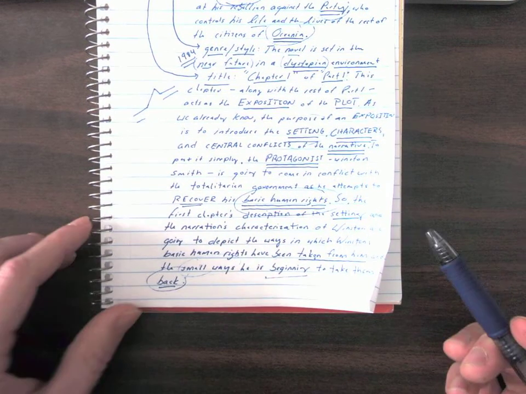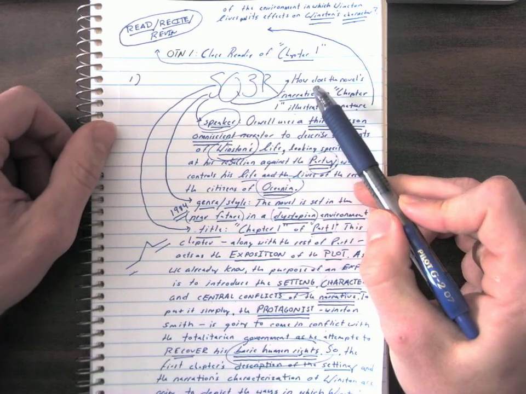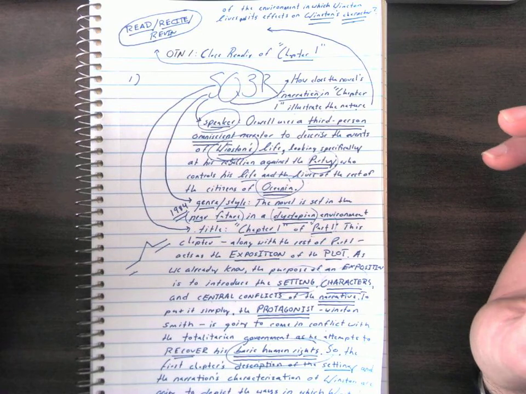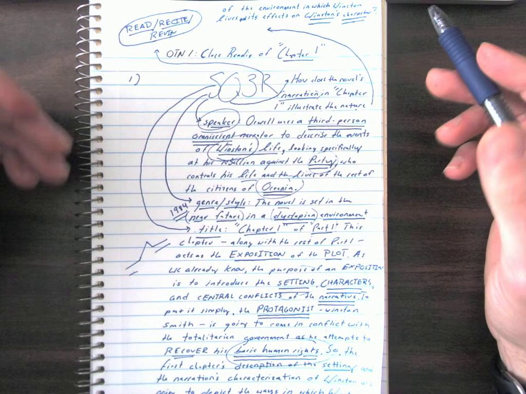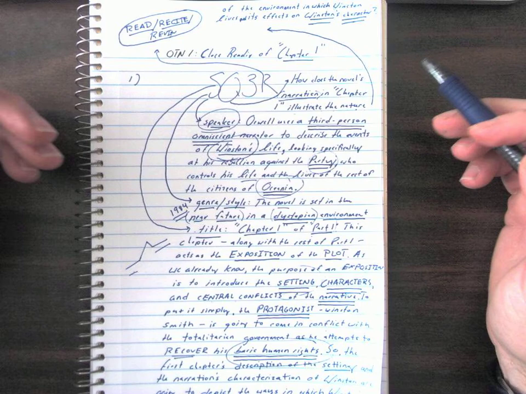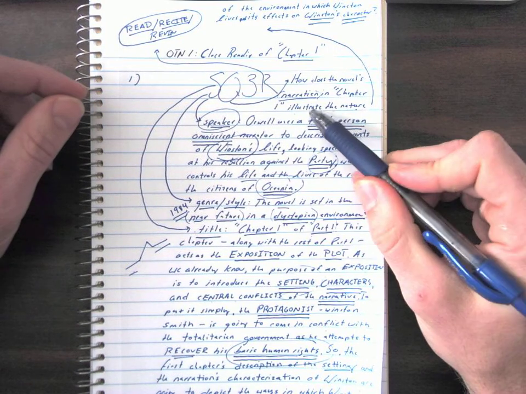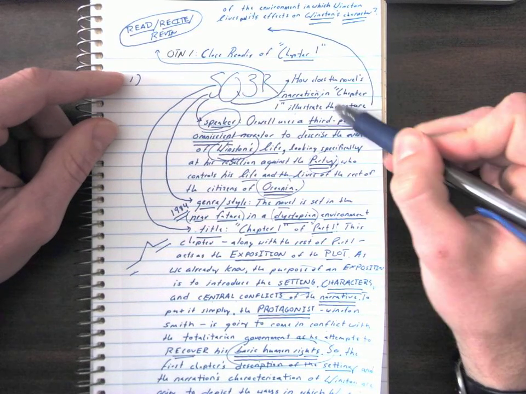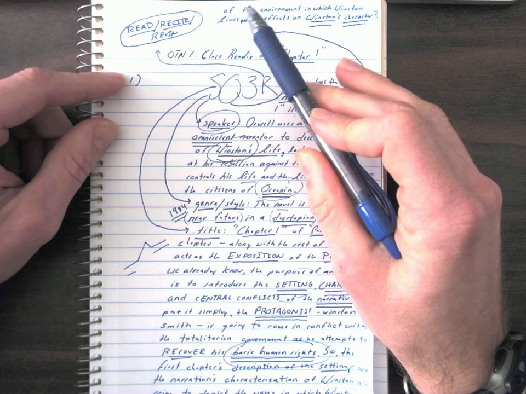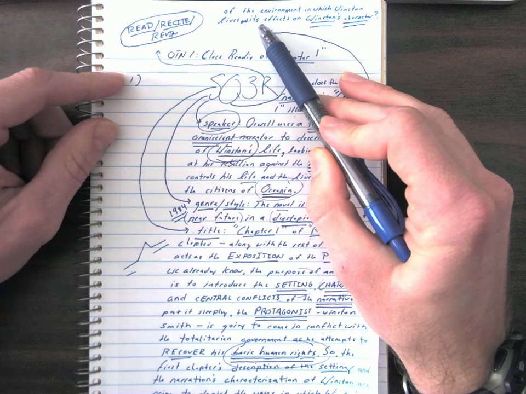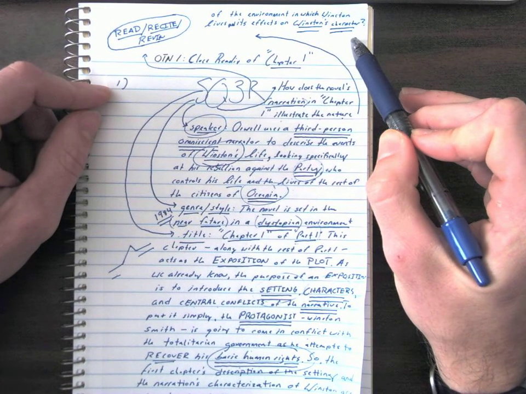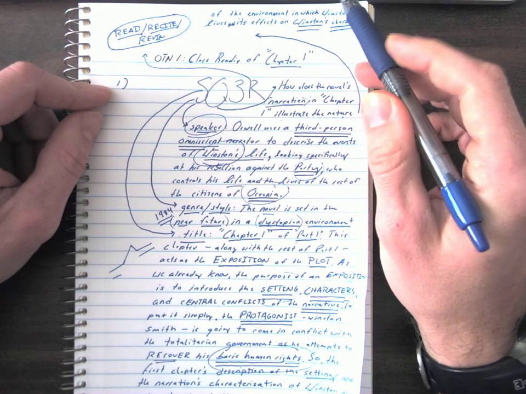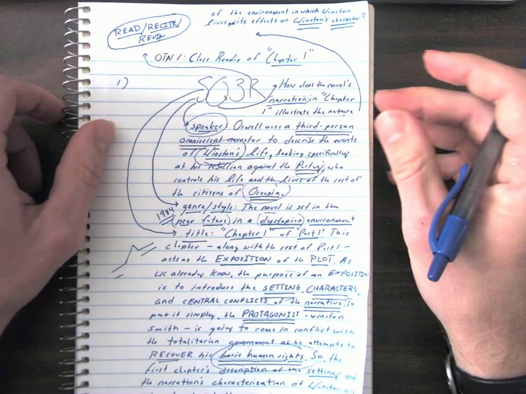So our central question here is: how does the novel's narration, which is to say not just the story, but the way the novel is narrated, the way the details are constructed, in chapter 1 illustrate the nature, the significance or essence or meaning, of the environment in which Winston lives and its effects on Winston's character? Its effects on Winston's internal and external life, his spirit, his heart, his mind, and his body.